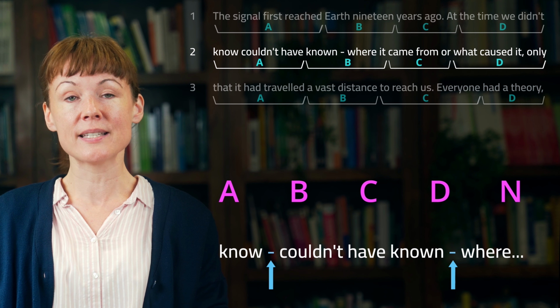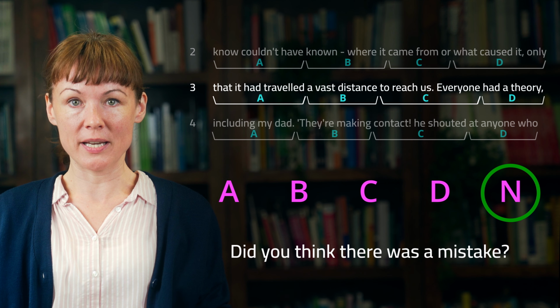Now, the third line is a lot better. There aren't actually any mistakes in any of the boxes. Did you think there was a mistake on line 3? If so, let us know in the comments.